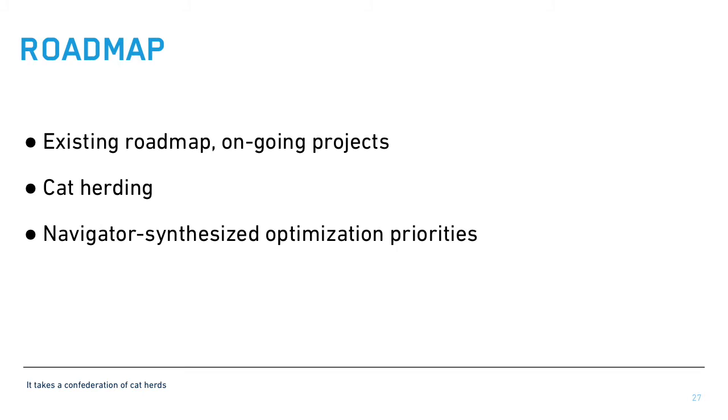And then the Navigator synthesized optimization priorities, which is a bit of a mouthful, but the idea being what they're seeing that we're missing. Like what is the right way to spend those resources? Like if we build this feature, it's going to make 10 customers very happy, as opposed to this feature, which might be a little bit easier to build, but it's only going to make one customer a little bit happy, right?